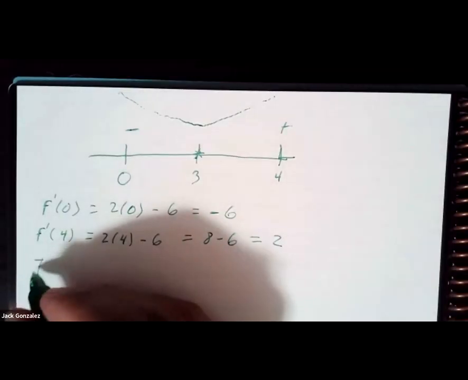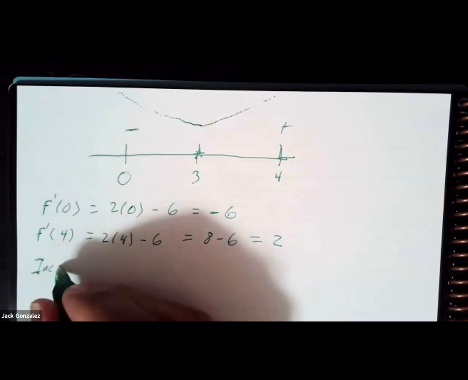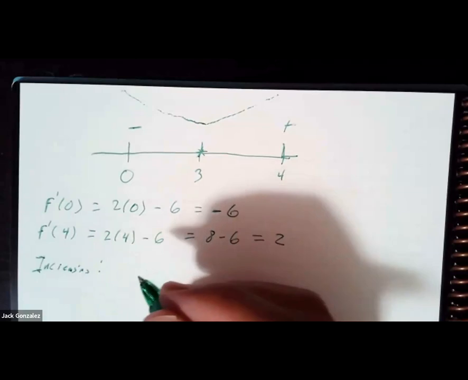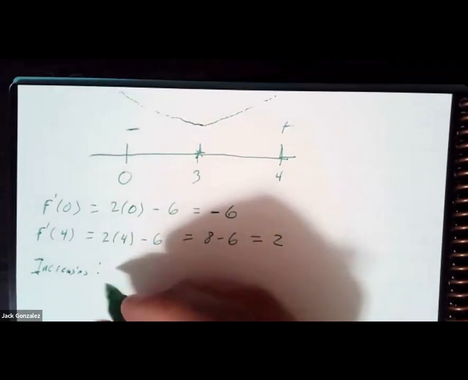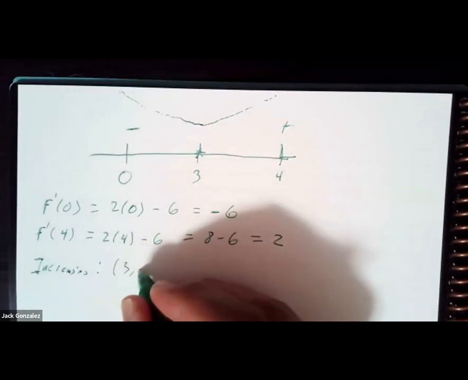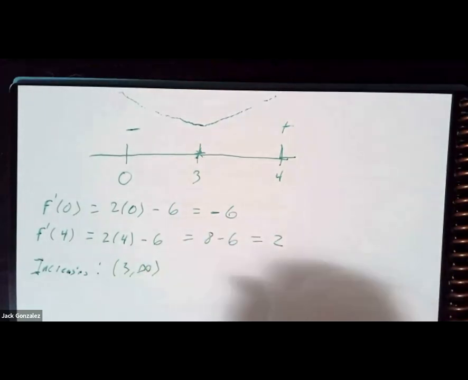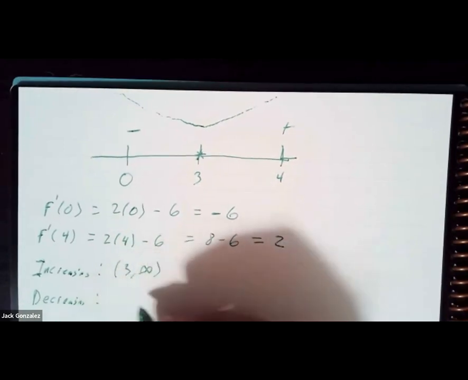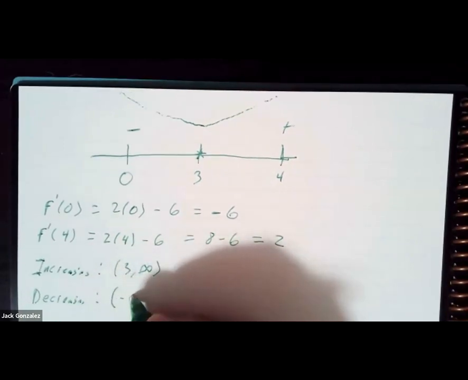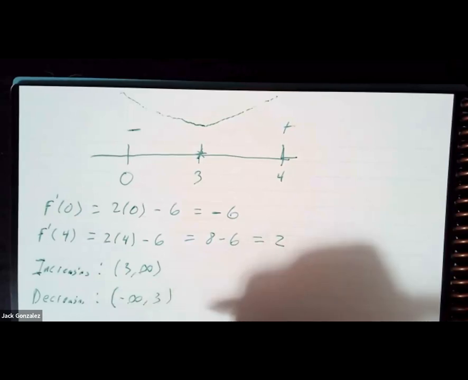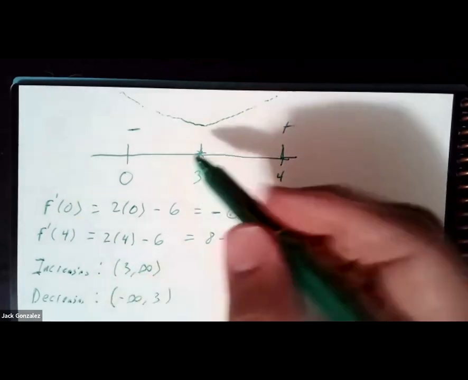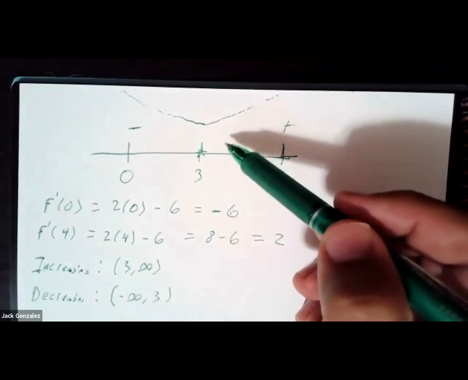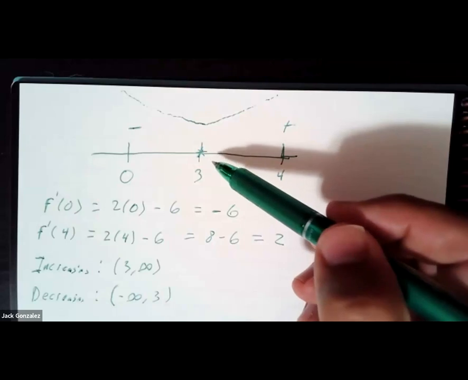So all we have to say now is, they want to know the interval, right? Increasing from 3 to infinity. So right after 3, we start going up again. Decreasing before 3, so negative infinity all the way until 3. So knowing that this is happening, decreasing and then increasing, can you tell if this is a maximum or a minimum?